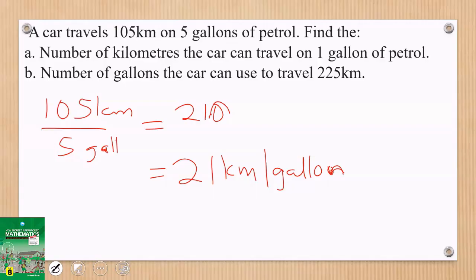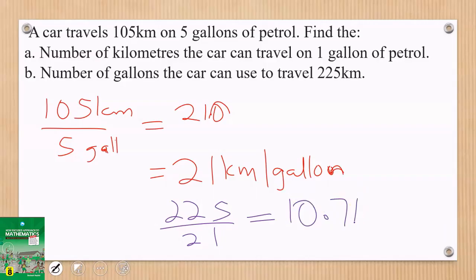Now, if the car travels 225 kilometers and I want to know how many gallons it will consume, then I'm just going to do 225 divided by 21, so that I will know the number of gallons the car can consume after traveling 225 kilometers. You can use any method that you know, whether long division method or short division method, any method at all, to divide 225 by 21. And if you do that correctly, you get 10.71. Or let's just make it 10.7.